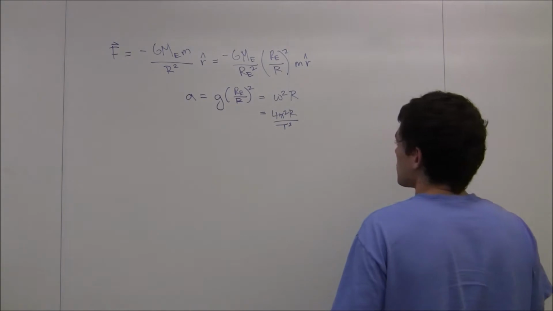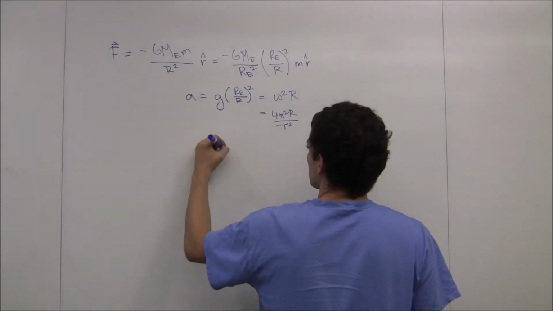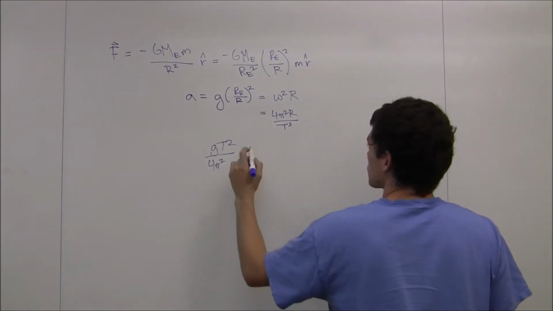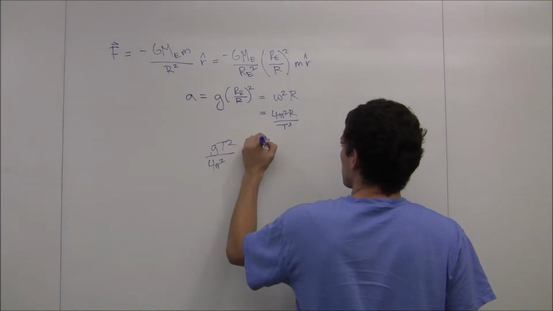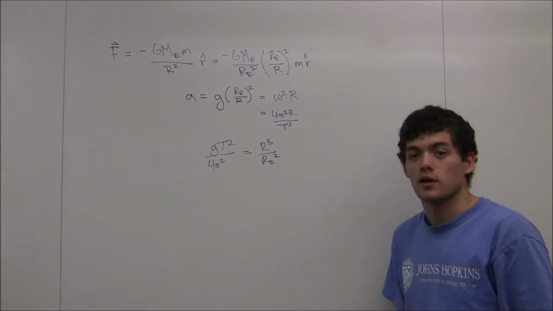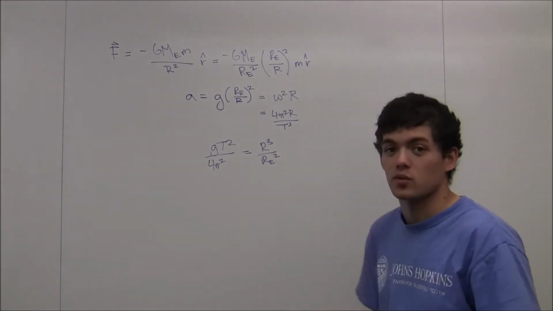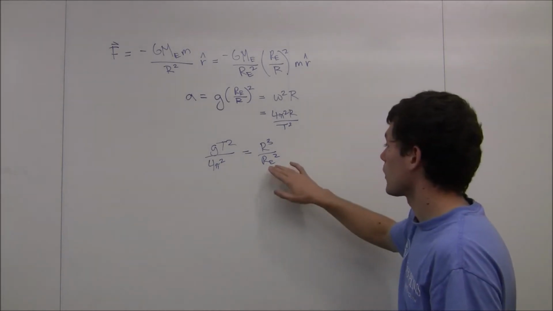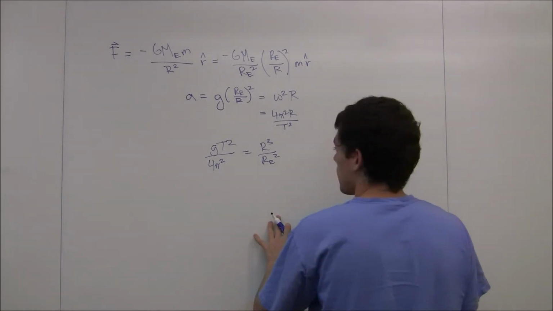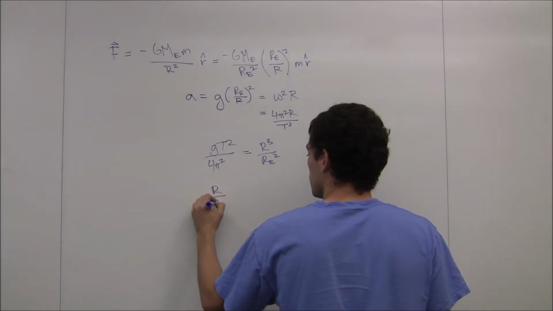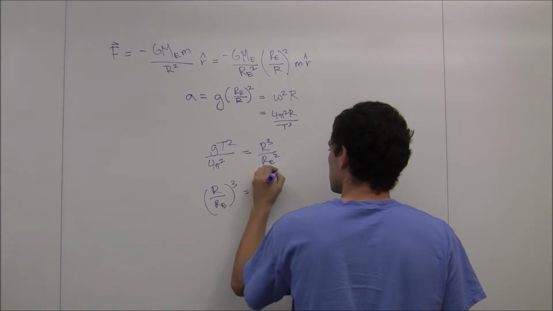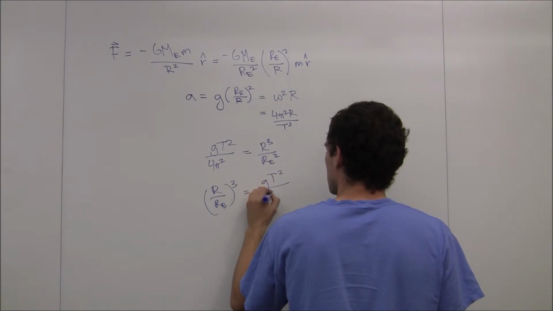Now manipulating this around, we can find that g T squared over 4 pi squared is equal to r cubed over the radius of the Earth squared. What we're really looking for is a proportion between r and the radius of the Earth. So we want one more radius of the Earth turned out, and we're just going to divide out one of those. Then we get r over R_e cubed is equal to g T squared over 4 pi squared R_e.